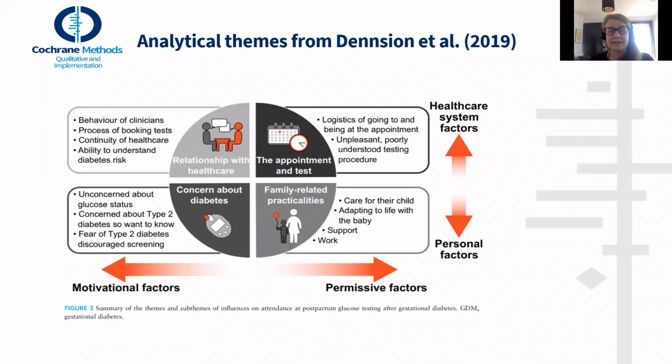So the analytical themes were presented in different ways across the reviews. This one's showing the Dennison et al. review, which focused on screening for type 2 diabetes after gestational diabetes. You can see that they've organised their themes into a model which is really highlighting the influences on whether or not women will attend for their screening for type 2 diabetes.